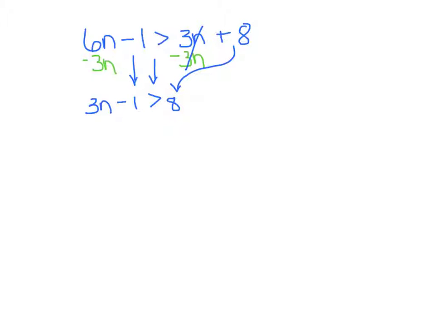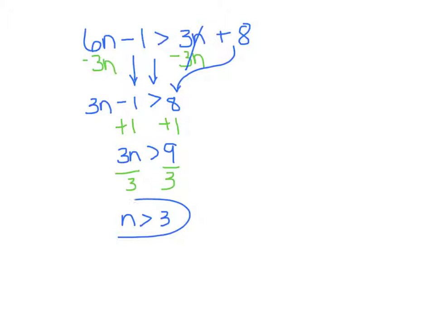So now it's just like what we were just doing. Now I'm going to plus 1, plus 1. I'm left with 3n is greater than 9. Divide by 3, n is greater than 3. Okay, so again, we're making that connection between what we did with equations and what we're doing now with inequalities. So let's try another one.